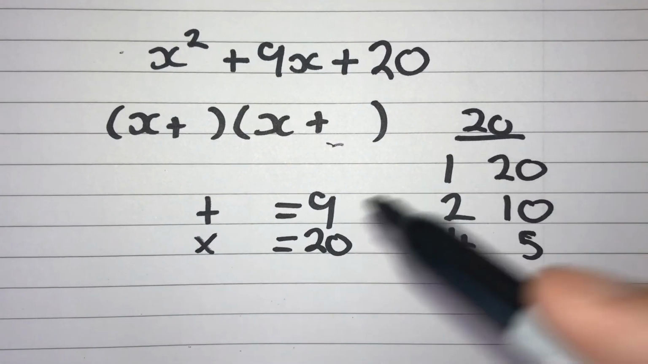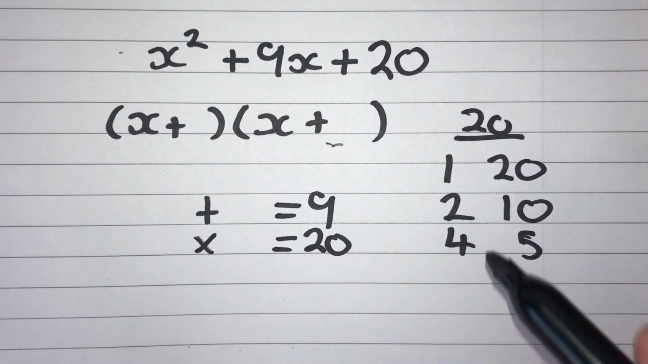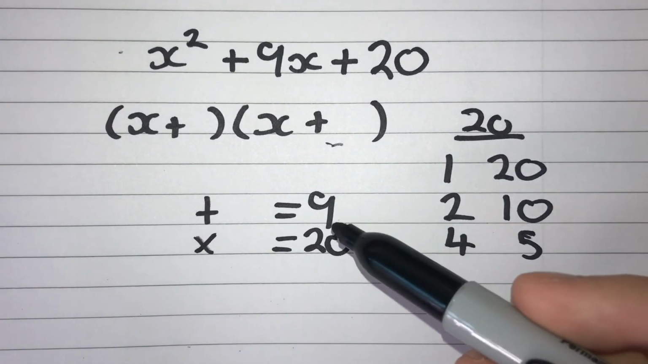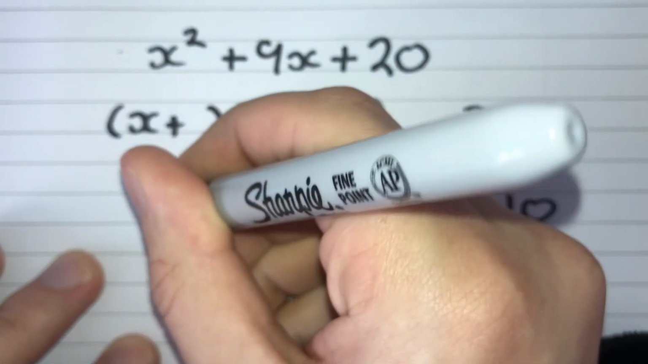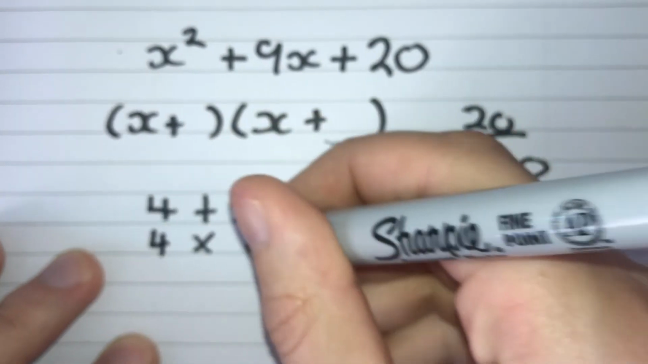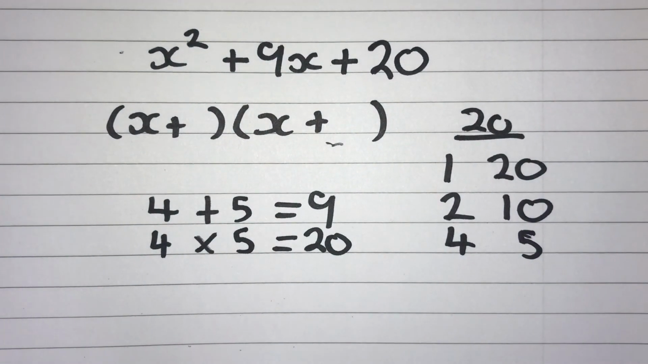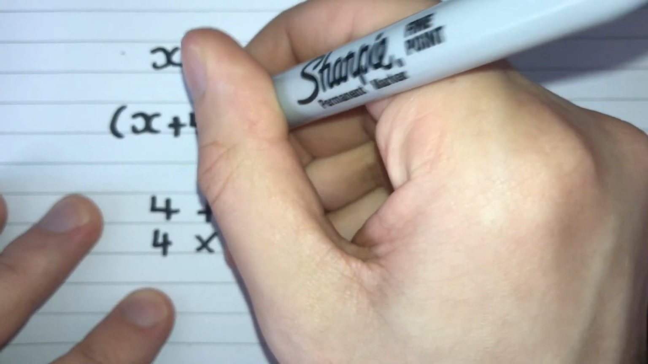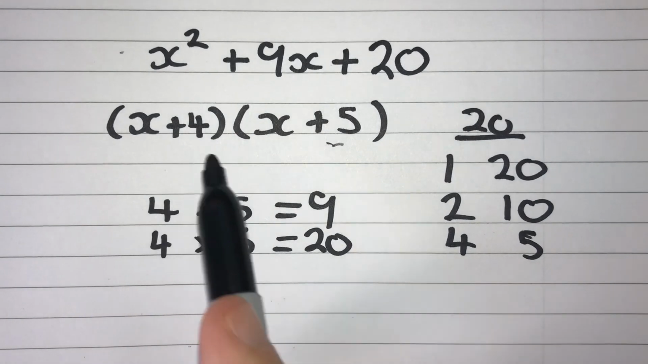So 1 and 20, if we added those together, that gives us 21. We want 9, so that's not going to work. 2 add 10 would give us 12. Again, it's not 9, so it's not going to work. But 4 and 5 do add together to make 9. And they multiply together to make 20. So those are the two that we're going to choose. So our answer for this one is going to be x plus 4, x plus 5. So we've factorised it.